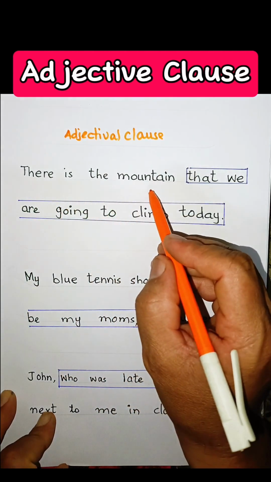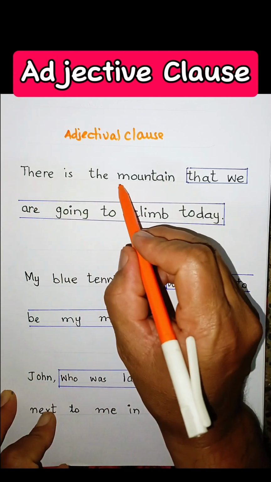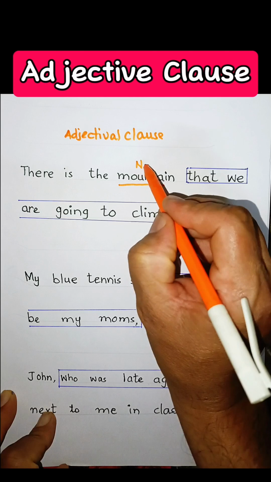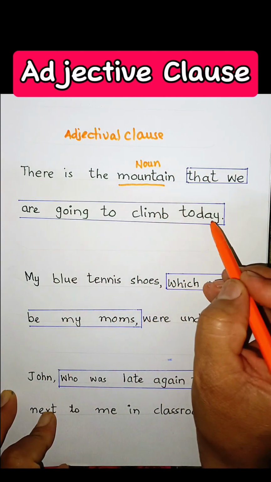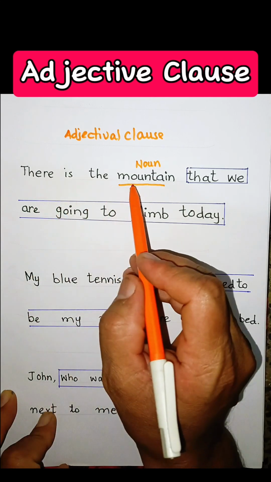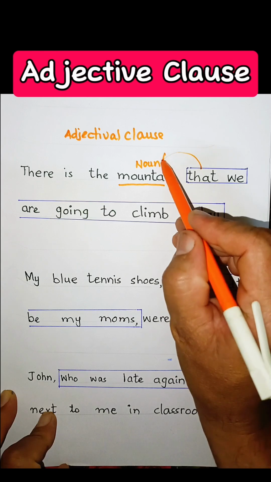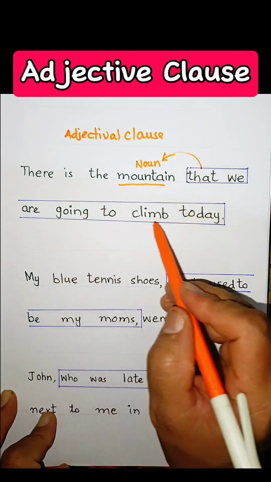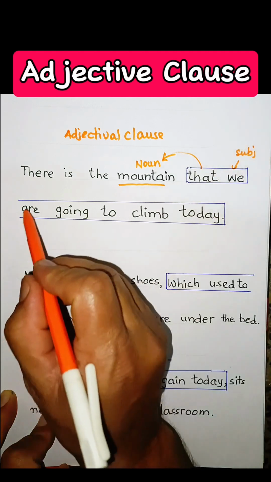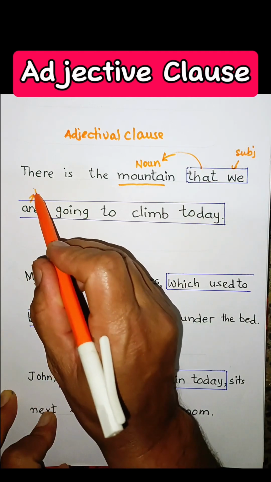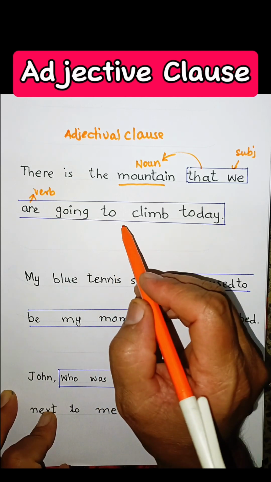There is the mountain that we are going to climb today. You can see that over here mountain is a noun, and that we are going to climb today. So he is saying that there is the mountain. Which mountain? This particular part is a clause: that we are going to climb today. It has got a subject and a verb. That's why it qualifies the definition of a clause.